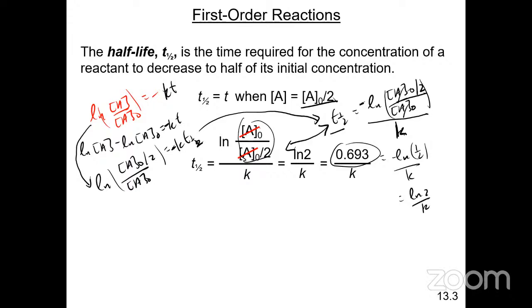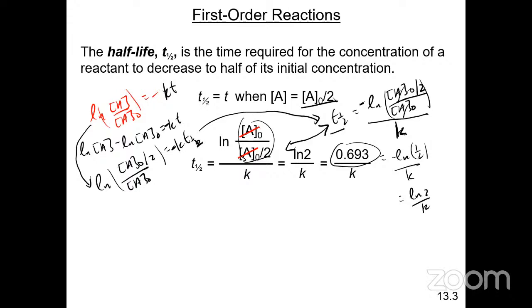Now, one interesting point that I want to make about this equation is that if you look at it, the half-life is equal to ln 2 divided by K, and you'll see that there are no concentration terms. You don't see any concentration terms in that equation. What that tells us is that for a first order reaction, the half-life is constant, as long as K is constant, which it is at a constant temperature. So that's one big difference between the first order reaction and the zero order reaction that we saw before.